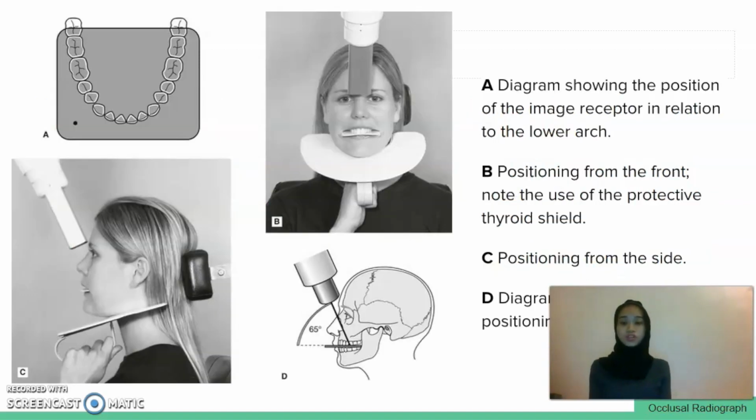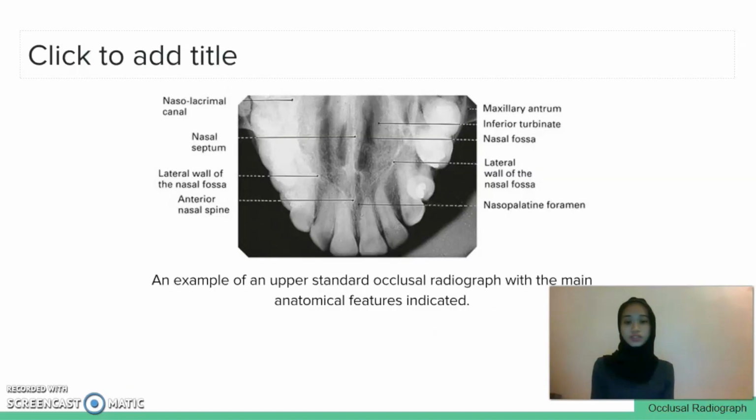As you can see in the images, it is explained how an occlusal radiograph is taken. The picture in A shows a diagram showing the position of the image receptor in relation to the lower arch. In B, it shows the positioning from the front, and note the use of the protective thyroid shield. C is the positioning of the patient from the side, and D shows a diagram of the positioning from the side. This is an example of an upper standard occlusal radiograph with the main anatomical features indicated.